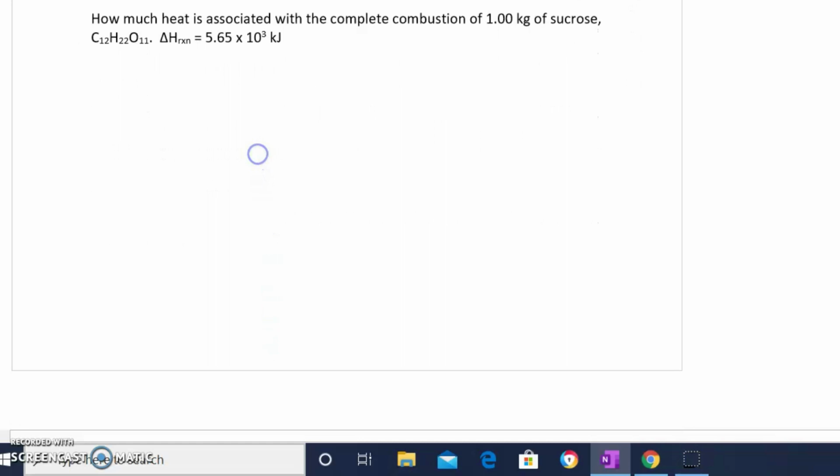Now let's look at another example. How much heat is associated with the complete combustion of a kilogram of sucrose? So this is just going in the opposite direction. Now our delta H again, it says complete combustion. So we have to know something about combustion. Combustion reactions are exothermic. So let's not forget the type of reactions we learned before. Combustion reactions are exothermic. They release heat. So we know this delta H has to be negative.